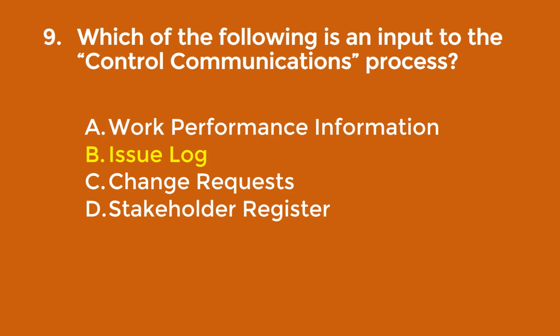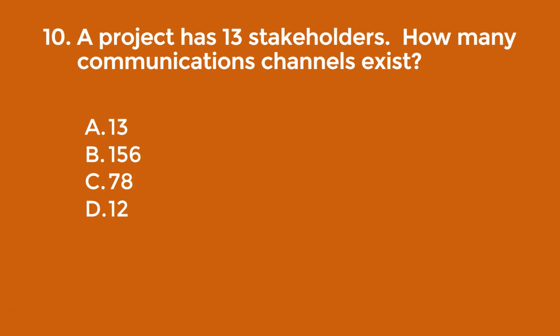Here's question 10. A project has 13 stakeholders. How many communication channels exist? The correct answer is 78. So if you remember the communication channels calculation, it's n times n minus 1, and then you divide by 2. So in this case, that would be 13 times 13 minus 1 divided by 2, which gives us 78.